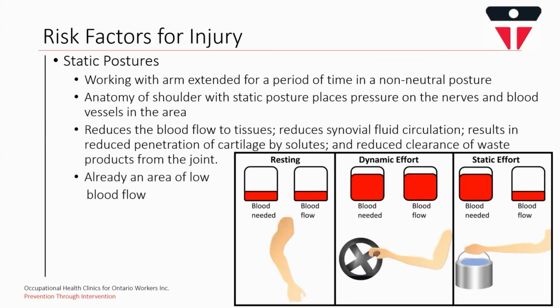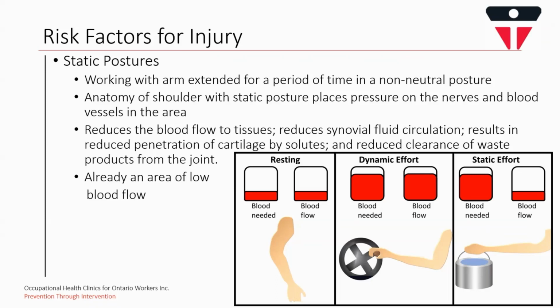Static postures is when you're working with your arm extended for a period of time in a non-neutral posture. The anatomy of the shoulder with a static posture places pressure on the nerves and blood vessels in the area. If you remember when I was showing the anatomy, I said pay attention to the fact that the nerves and blood vessels are passing underneath the collarbone. When the arms are elevated, these vessels are actually getting pressed up underneath the bottom of the collarbone.